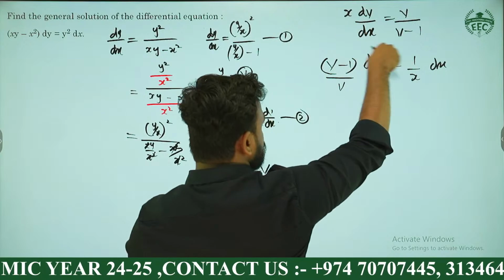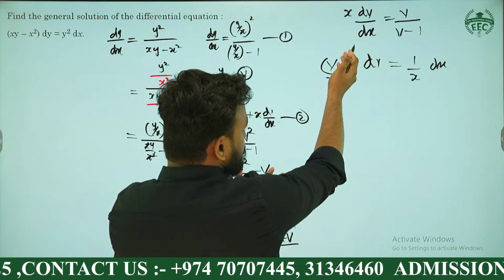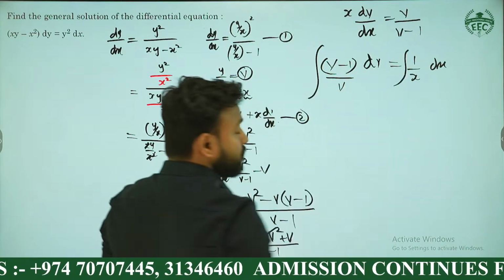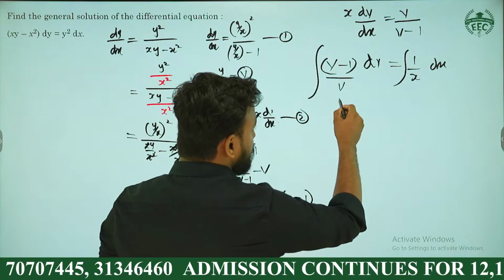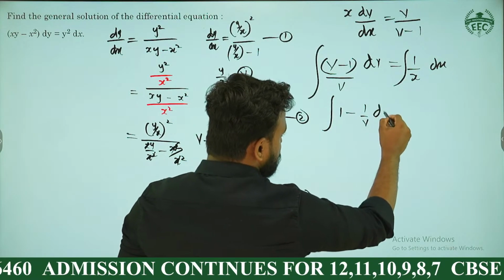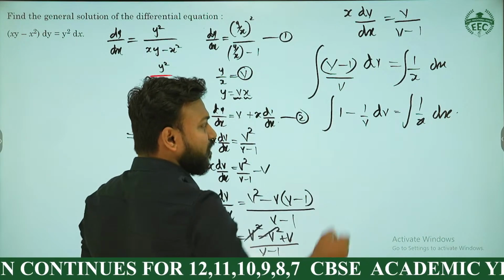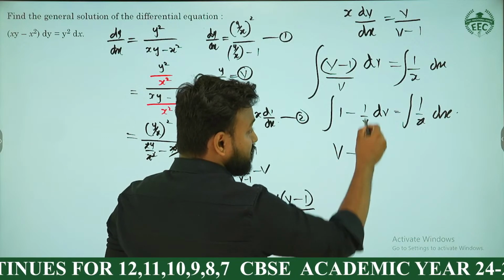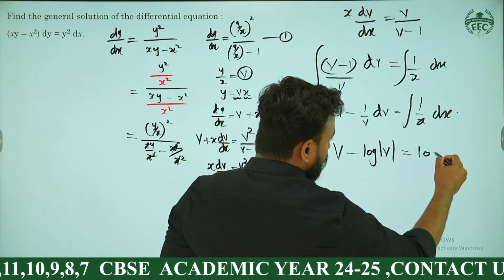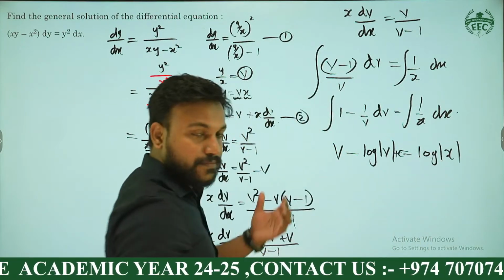This x goes to the right side and becomes 1 by x, and the dx in the denominator goes to the right side and becomes dx. Then I'm going to integrate both sides. Listen guys, this is going to end because the integral of v by v is 1 minus 1 by v dv is equal to integral 1 by x dx. And finally, what is the integral of 1 with respect to v? That is v. What is the integral of 1 by v? That is log mod v, which is equal to log mod x. I'm going to put the c here for all that.